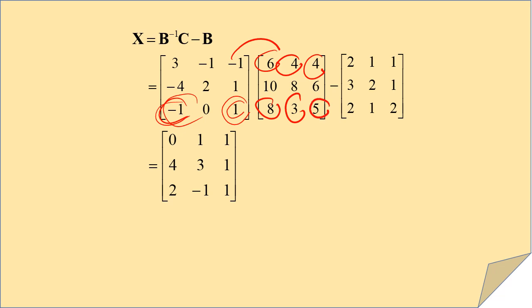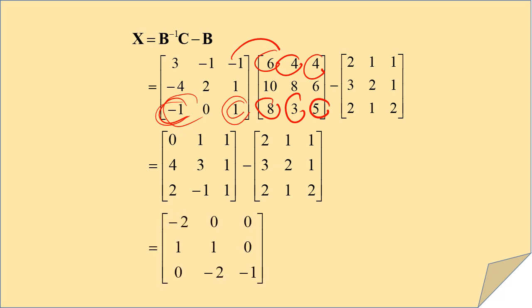Now we have the multiplication between B inverse and C, and we have to subtract matrix B. So do the subtraction. We have negative 2, 0, 0, 1, 1, 0, and 0, negative 2, and negative 1. So this is the matrix X. Easy, right? After all, what we need to do is to let X be the subject as usual, the same as in calculus, by using the properties of multiplication, subtraction and addition. Then we just substitute all the matrices we need to solve for X.